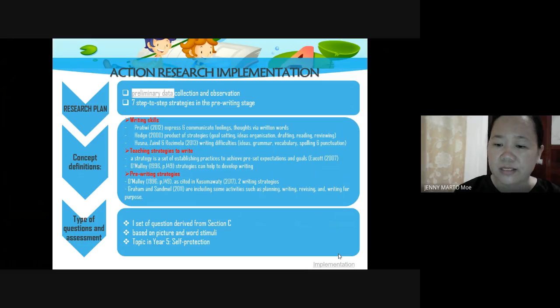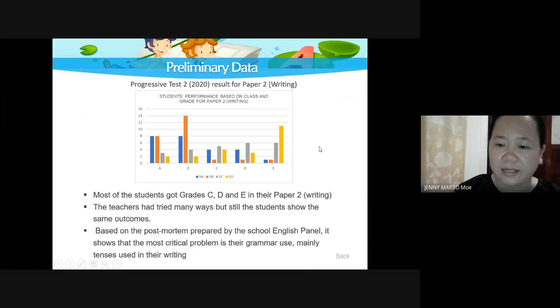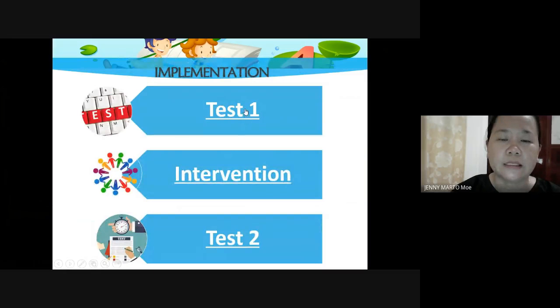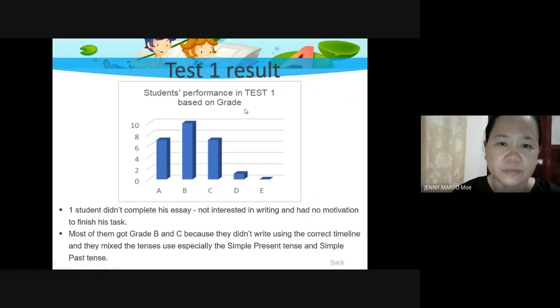Next, I would like to discuss the implementation itself, which is the highlight of the presentation today. There are test 1, intervention, and test 2. This is the test 1 result. From test 1, I found out that one student didn't complete his essay. When I asked him why, he said he was not interested in writing and had no motivation to finish his task. I found out that most of them got grade B and C because they didn't write using the correct timeline and they mixed the tenses used, especially the simple present tense and the simple past tense.